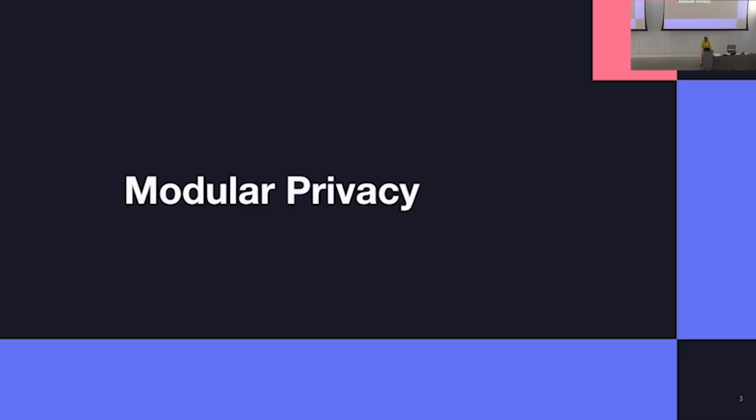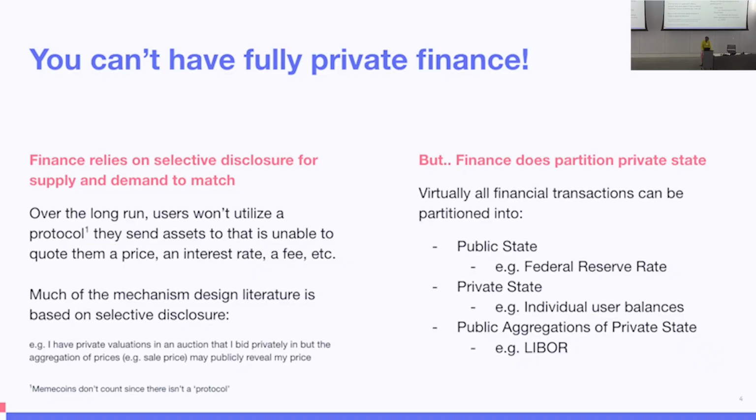All right. So modular privacy. The first axiom you should always remember is you really can't have fully private finance. Fundamentally, finance relies on selective disclosure for supply and demand to match. So you need some public state, right? You need a price, you need an interest rate, you need a fee. You need something that inherently has some notion of aggregating many people's information and constructing a public output. In the long run, users just won't utilize protocols that don't provide any public information.